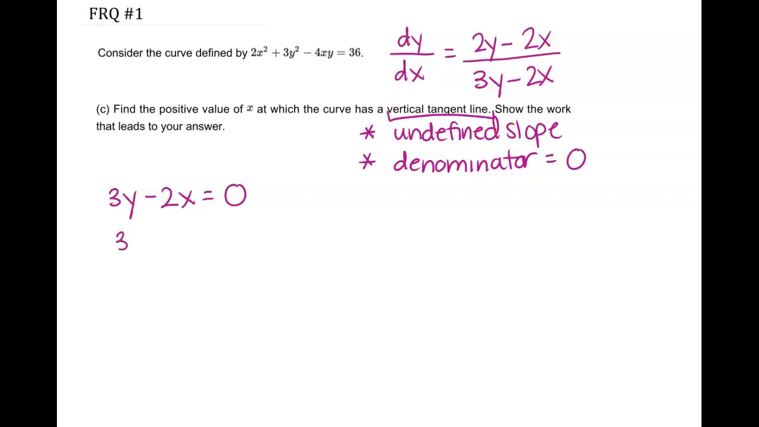And so let's solve for y. You could solve for x if you wanted to, but solving for y makes sense to me. If we divide by 3, we know that y equals 2/3 x. And you might be thinking, great, what good does this do us? Well, now we can go back to our original curve and substitute 2/3 x for y, and then we have a single variable.